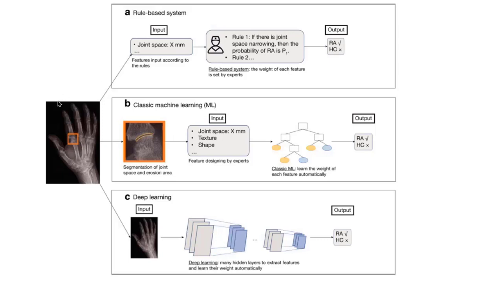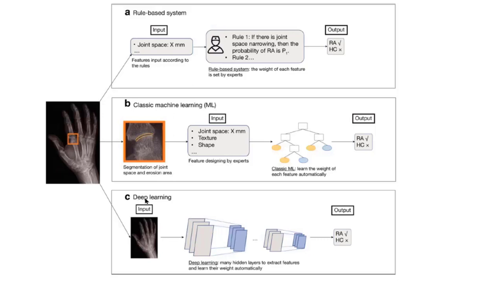The second type is non-deep machine learning system. There is only one hidden layer in this type of ML. For the machine, we define the radiographic characteristics of the disease, for example, joint space narrowing, erosion, and so on, and determine the weight of each variable.